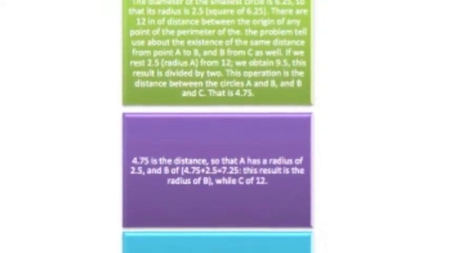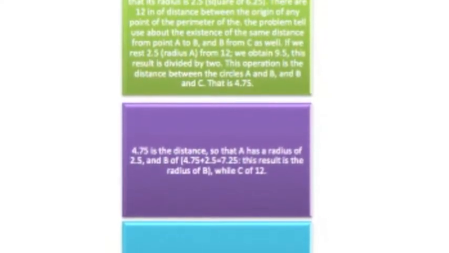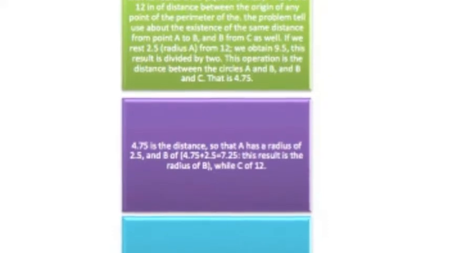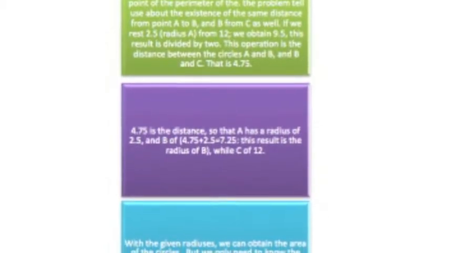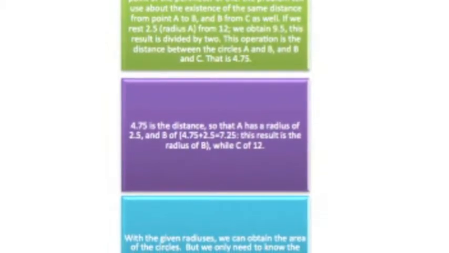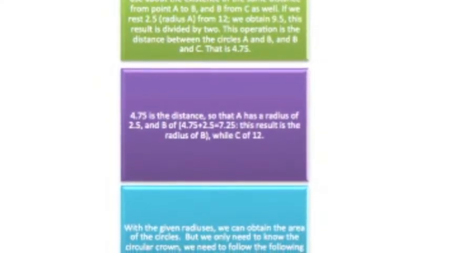That is 4.75. 4.75 is the distance, so A has a radius of 2.5 and B has 4.75 plus 2.5, which is equal to 7.25. This result is the radius of B, while C has a radius of 12.